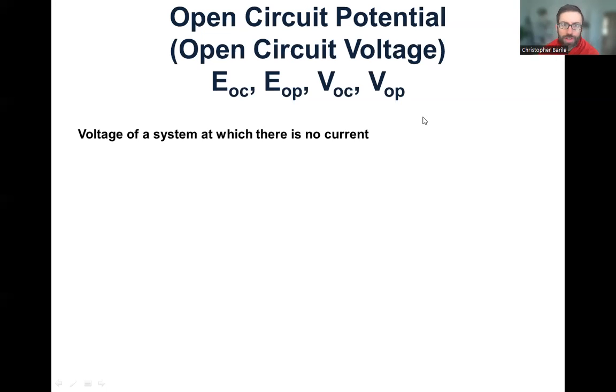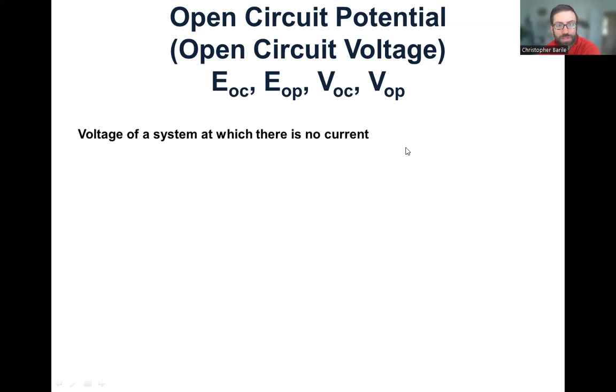All right, so the first thing to know about the term open circuit potential is that it can go by various different names. It's also known as open circuit voltage, and people sometimes say EOC or EOP or VOC or VOP, right? E meaning potential or voltage, or also V, and then OC for open circuit, OP for open potential. So all these mean the same thing. If you see them, we're talking about open circuit potential, and it's a very simple definition.